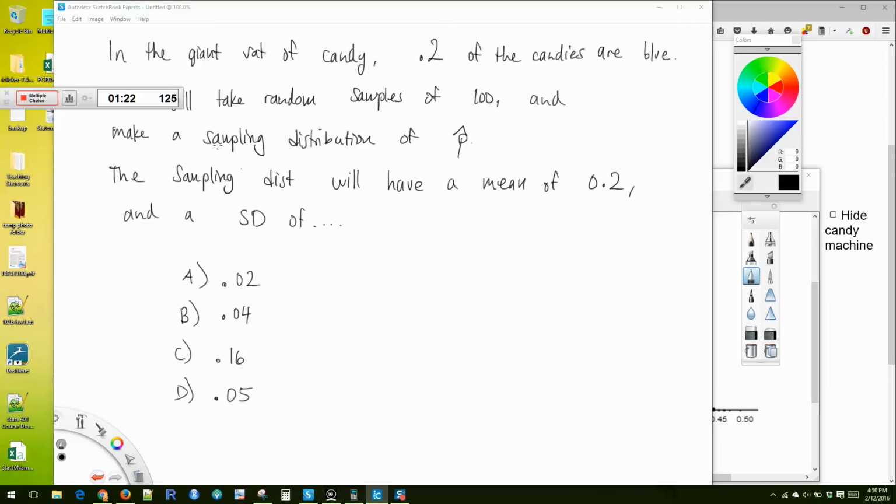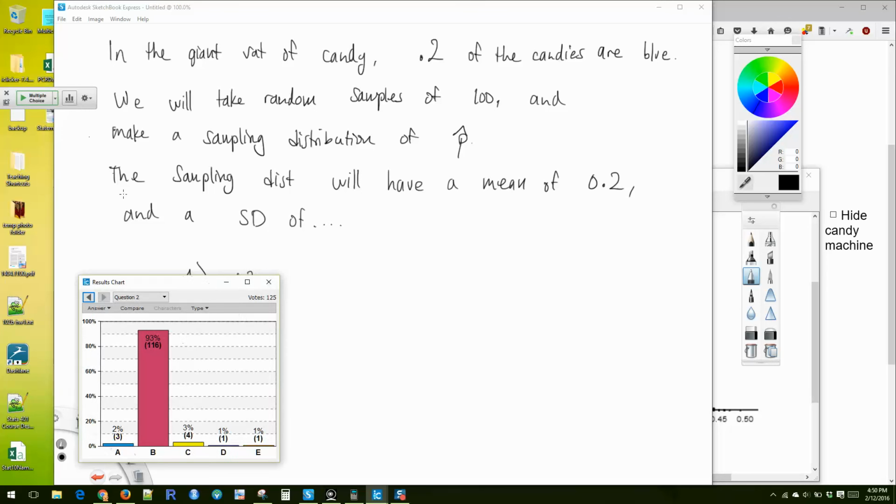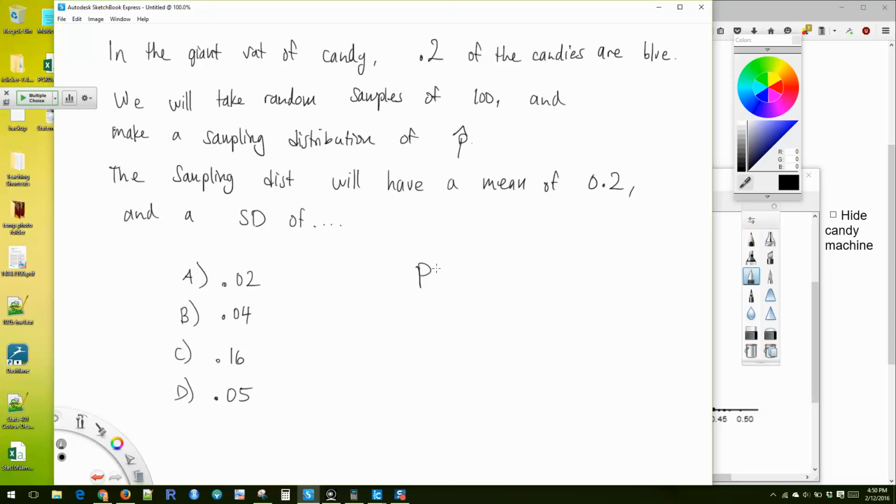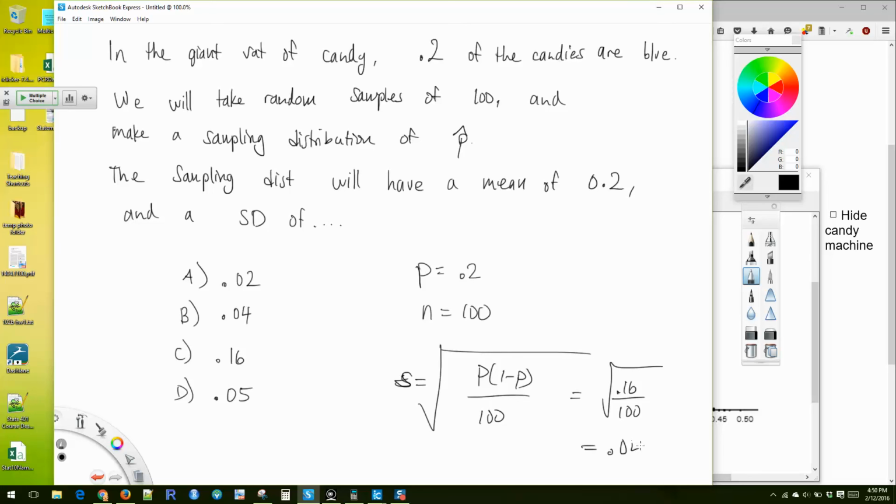Okay. All right. Are we ready? Is that all of you? 125. Okay. Yes. The answer is B. So yeah. P is equal to 0.2. N is equal to 100. So our standard deviation is going to be the square root of p times 1 minus p divided by n. So we get the square root of 0.16 over 100, which is 0.04.